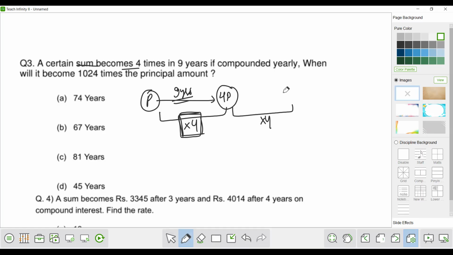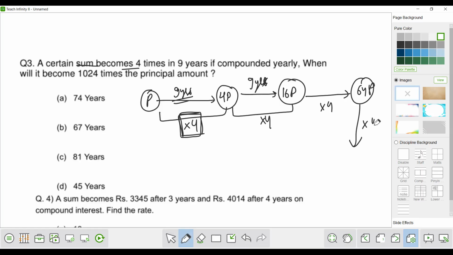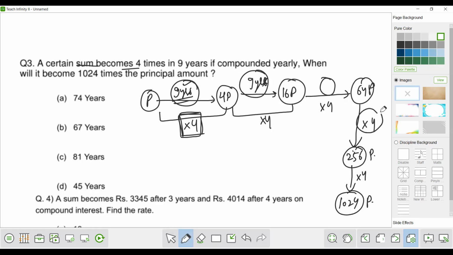So again this will increase by 4 and become 16p. I told you earlier that the time window will remain the same. Then again this will become 4 times, that is 64 times, and again 64 into 4 will give us 256 times, and again it will become 4 times, so this will give us 1024 times the principal amount. Okay, so calculate the time. The time window is the same time period, 9 years. 9 plus 9, 18, 27, and again 9 years. So check the windows, 1 2 3 4 5 windows of 9 years. So this is 45 years.